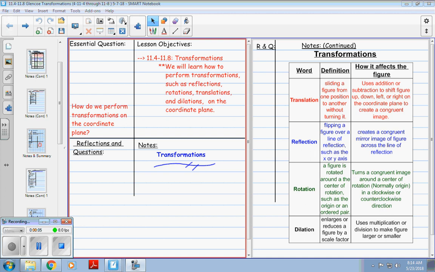In this 11.4 to 11.8 lesson, we're learning about transformations, and there's 4 transformations we're going to be focused on throughout this lesson. So go ahead and pause here, copy down what you see, and I'll see you soon.